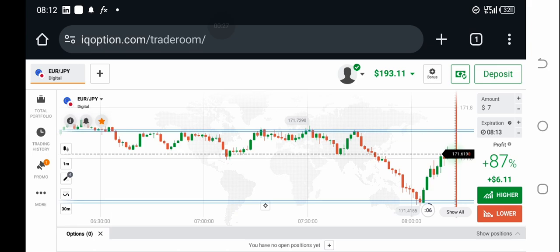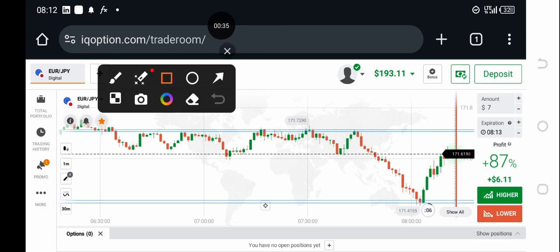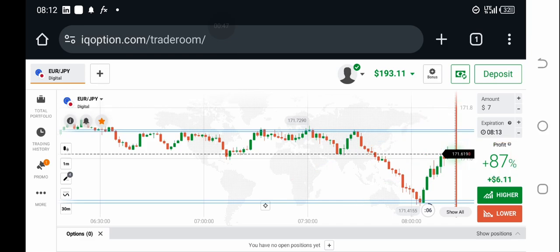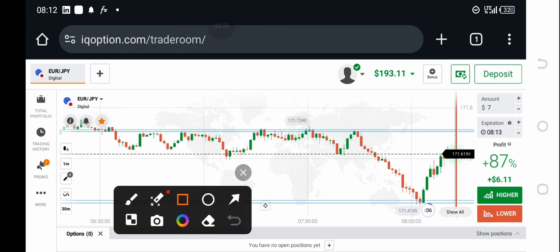I already showed you how you can navigate through this platform. You can see where you enter your trade amount, the time the trade is going to expire, and your percentage return on every investment. The only concept I want to explain on this particular short screenshot is this area, this area, this area, this area, and this area.